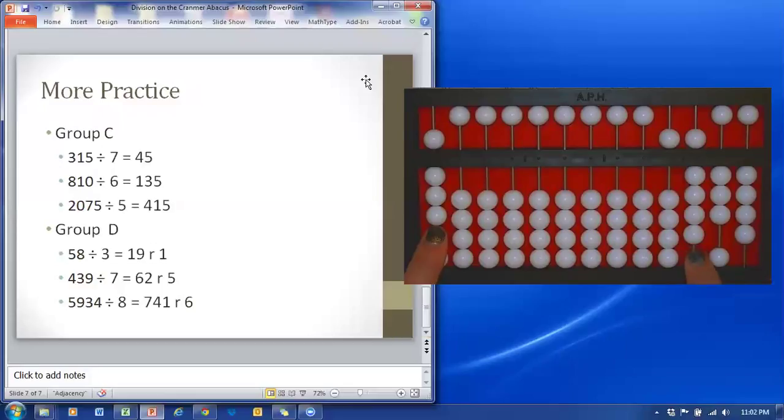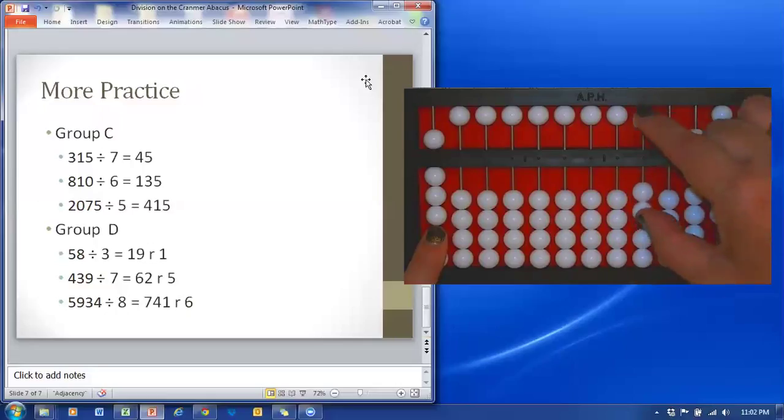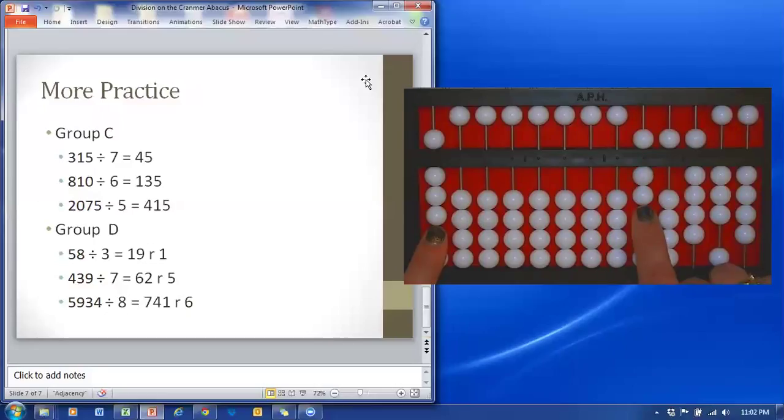So I'm going to move over 2 columns from that 9. That's where I'm going to place the 7. So 7 times 8 is 56. That means I'm going to subtract off the 5. And then in the next column, the 6.